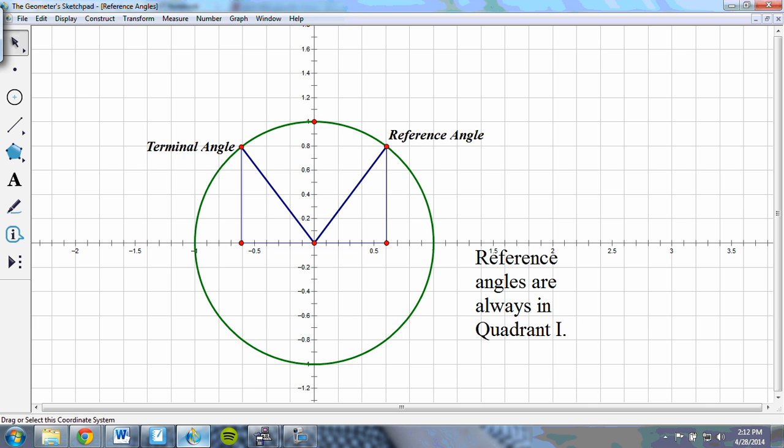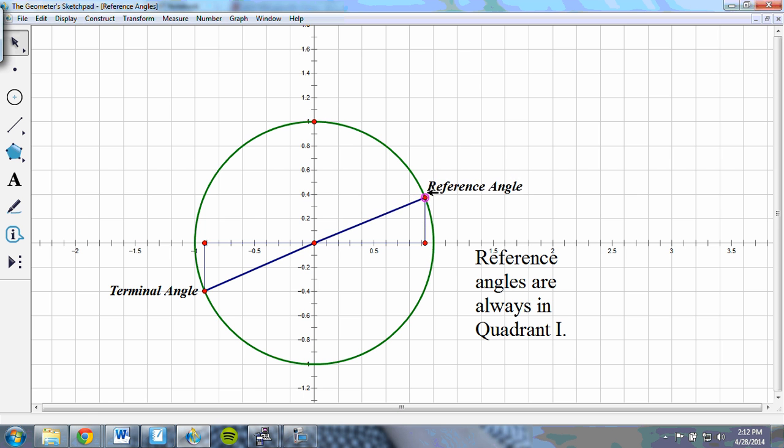I can show it with Sketchpad. This terminal angle is the initial original angle. And notice how it's always forming something going to the x-axis. Well, if this is my terminal angle, then this over here is my reference angle. Where'd you go? You're there. That's where the angles between the x-axis are the same. This angle in here is the same as this angle in here.